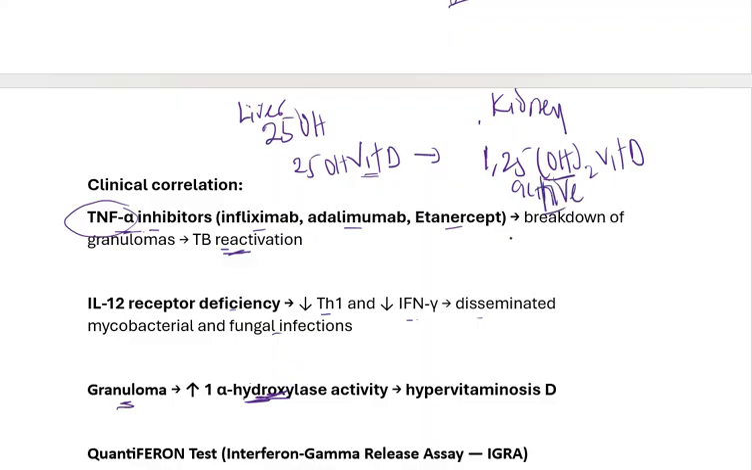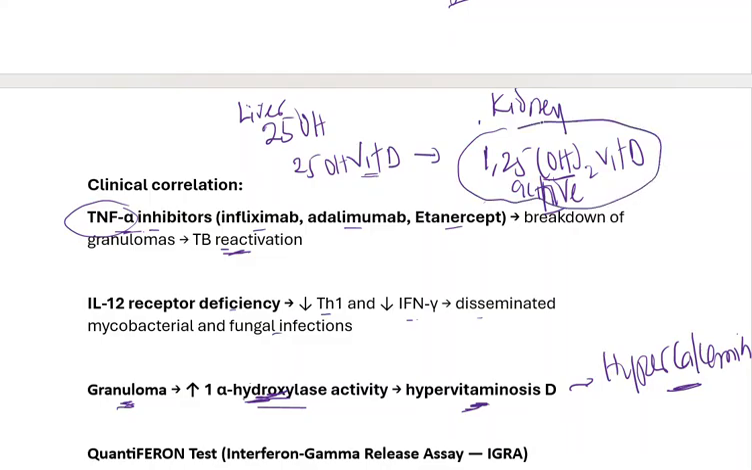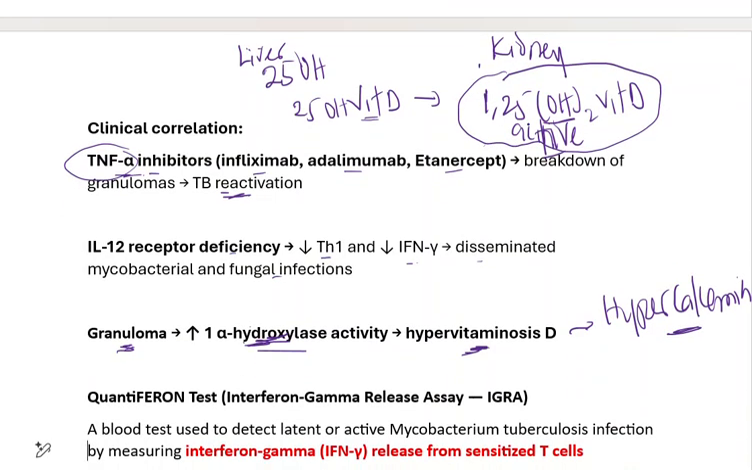So that's why patients who have granuloma, like in sarcoidosis, normally have increased 1-alpha hydroxylase activity, and that could lead to hypervitaminosis D, and this could lead to what? Hypercalcemia. So that's why those patients have hypercalcemia, increased calcium. So in patients who have granuloma, they could have an increase in 1,25 dihydroxy vitamin D.